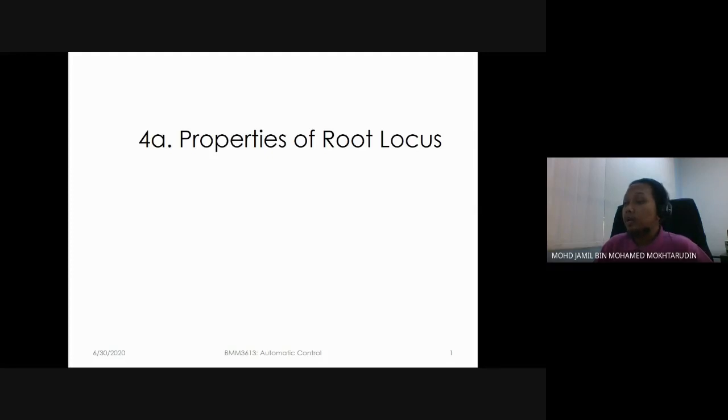So for today, we are going to a new chapter. Chapter 4 will be about root locus. In the previous chapter, we learned about using the Routh-Hurwitz table or Routh-Hurwitz criteria to determine the system stability without having to factorize or without having to find the poles of a transfer function.